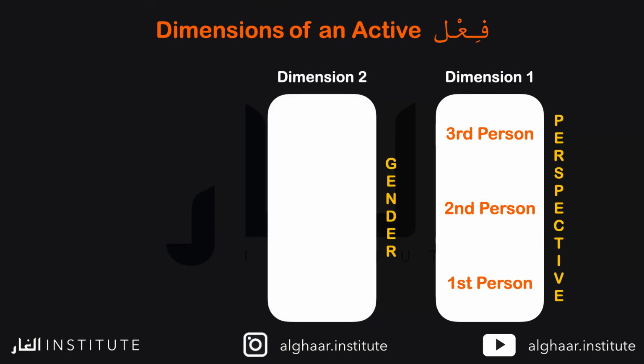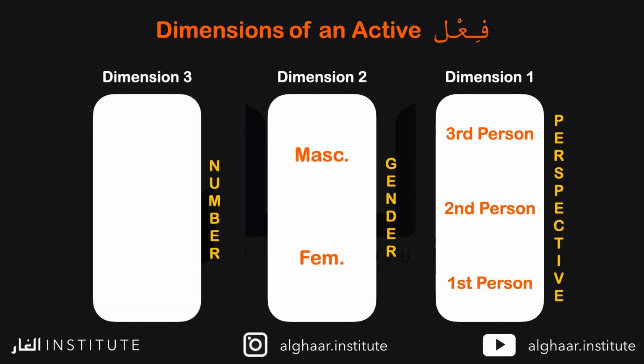The second dimension is gender, and this doesn't always literally mean male or female. All nouns in Arabic have a gender, so for example, the word for pen, qalam, is masculine, and the word for table, tawila, is feminine. The third dimension is number. The doer can be singular, i.e. one, dual, which is two, or plural, which in Arabic is considered to be three or more.